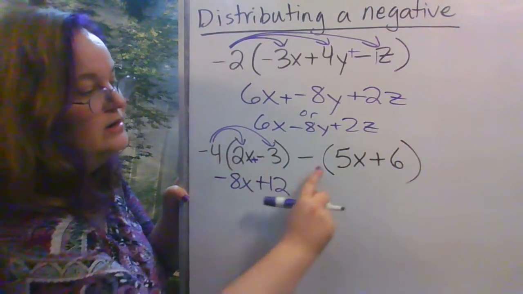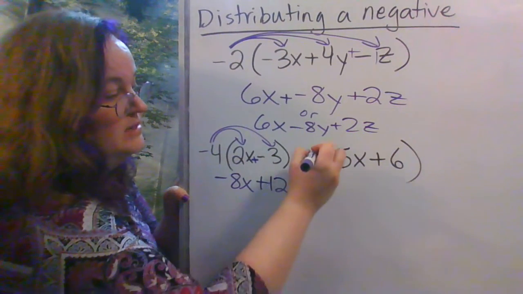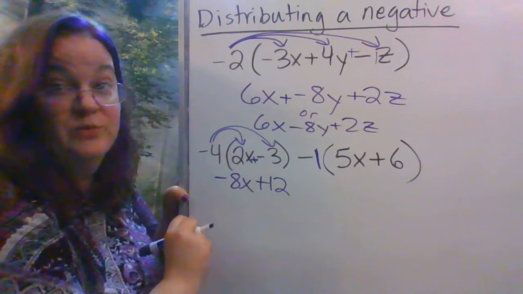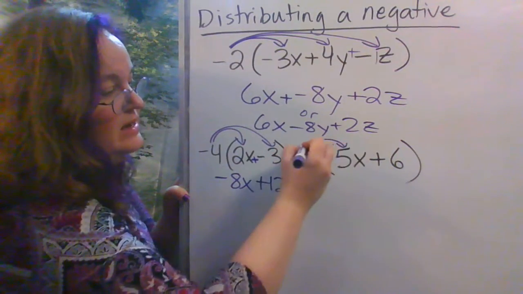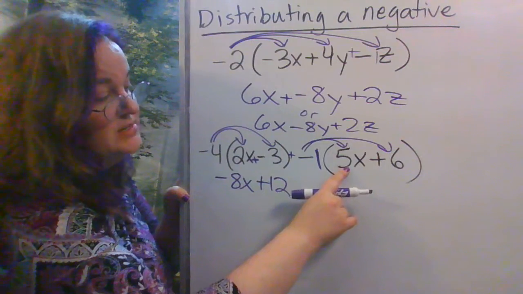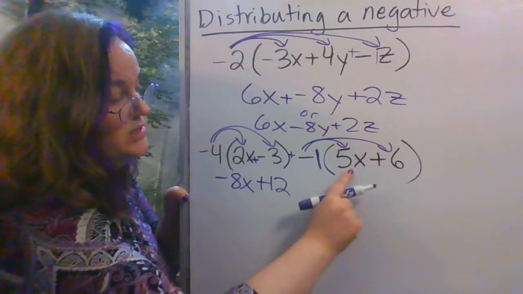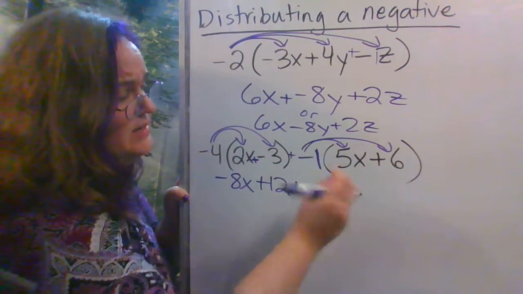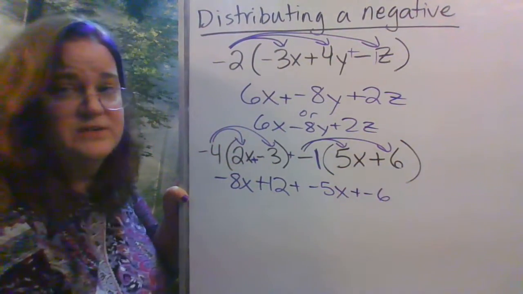Now this is where sometimes people mess up. They just put -5x. But this is like a 1, just like with z, where there was like an imaginary 1 there. There's 1 right there. So I'm distributing -1 to both of these, which means if they're positive, they're going to become negative. If they were negative, they become positive. So -1 times +5 is going to be a -5x. A -1 times a +6 is going to be a -6.